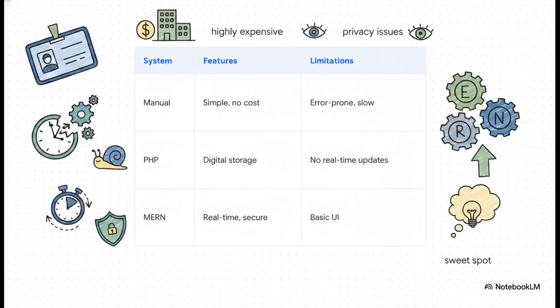The researchers in this study needed a student portal to handle attendance and grading. They looked at RFID or biometric systems, but those were wildly expensive and had privacy issues. They looked at PHP systems, but those lacked real-time functionality. The sweet spot? The MERN Stack. It gave them the exact real-time performance they needed without the massive hardware costs.